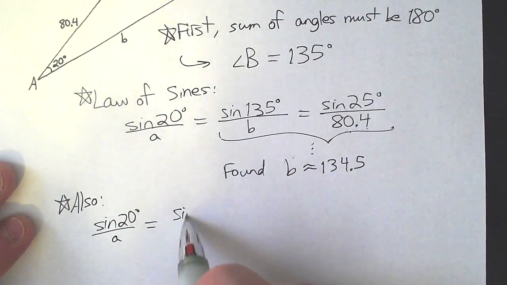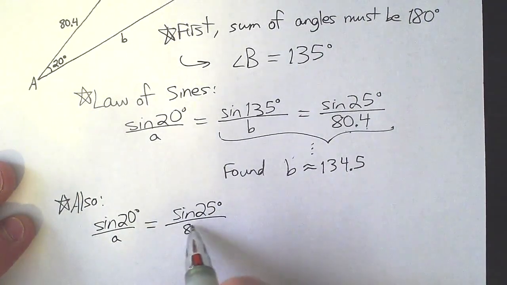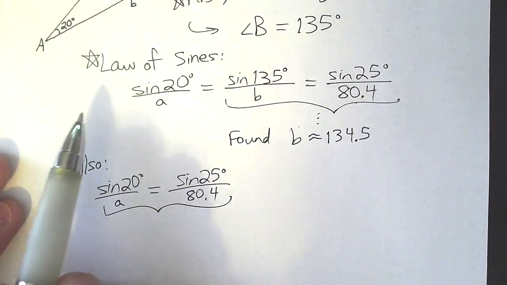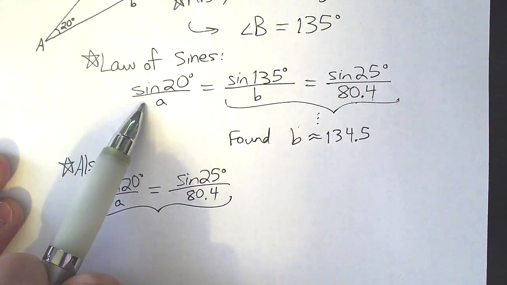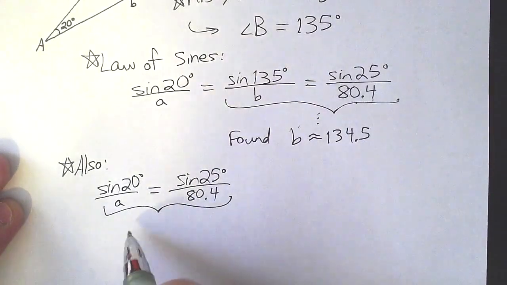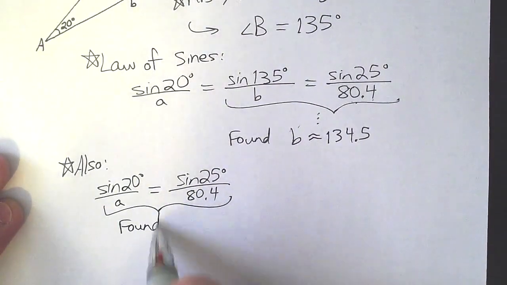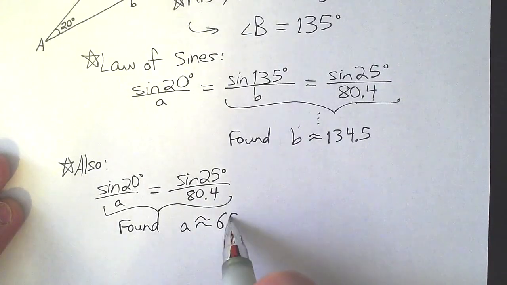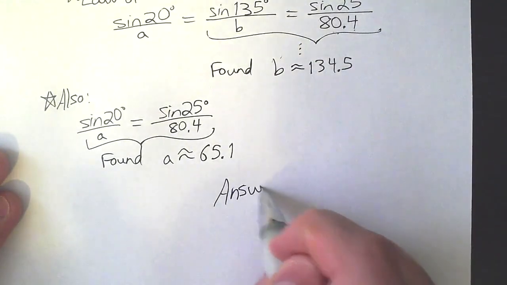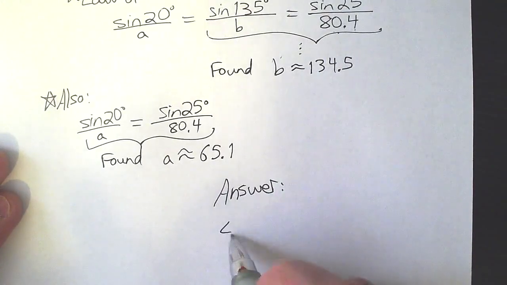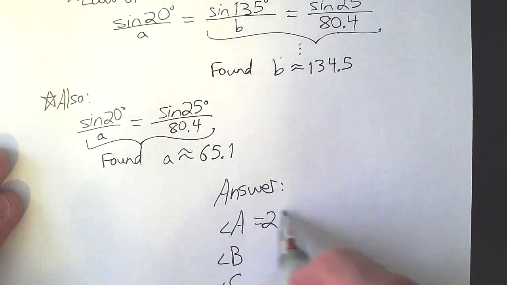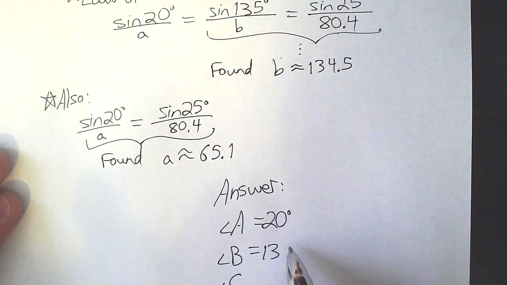Then we used the law of sines again to find lowercase a. This is taking the other part from the law of sines: sine 20 over a equals either one of these things. You could use either one. From this, we found that a was around 65.1. Then you can summarize your answer by giving all 6 pieces of information, the angles and the side lengths, all in one place, and label them so that we know which one is which.